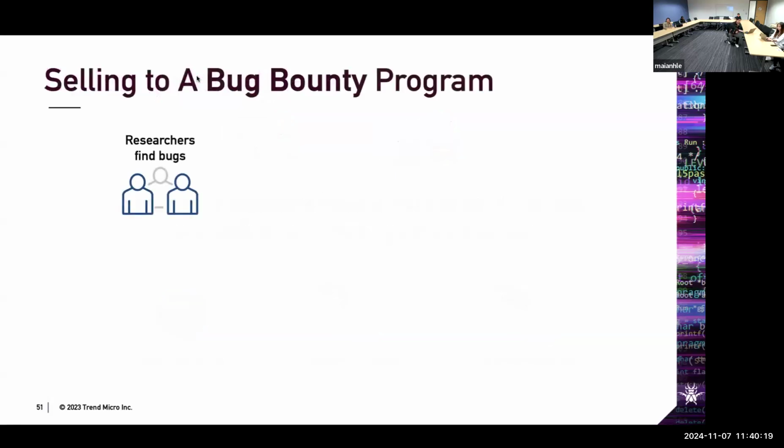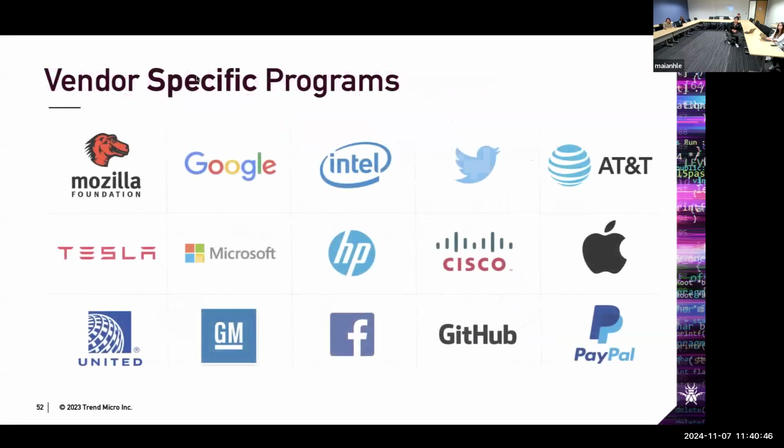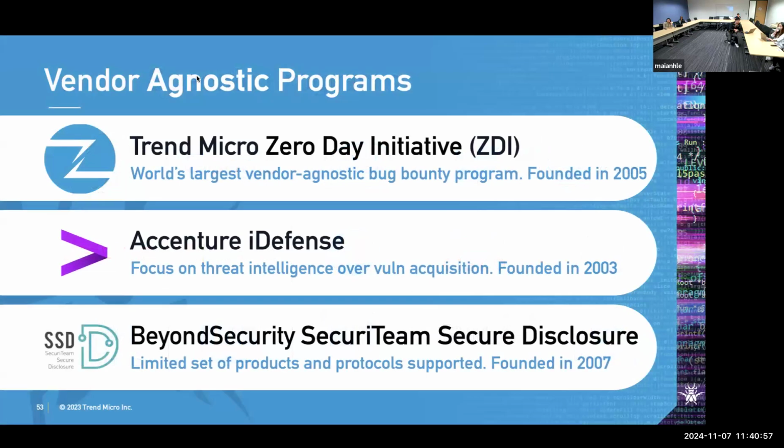So again, selling to a bug bounty program, they will submit a bug to us. We'll give them an offer, and we'll report it to the vendor, and the vendor fixes it. So that's the most worry-free way of monetizing your research work. We're not the only game in town, and there are vendor-specific programs. Mozilla will buy all the Mozilla bugs. Google will buy all the Google bugs. But the difference with our team is that we buy all the bugs. We're not the earliest. Accenture iDefense was founded a couple years earlier.